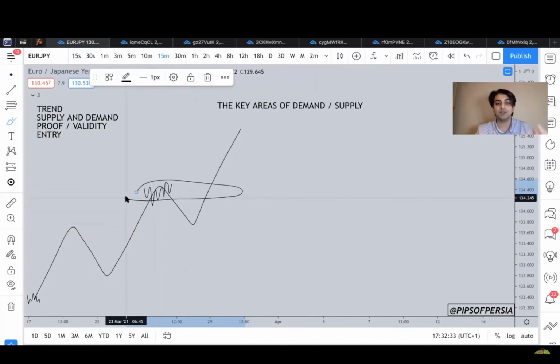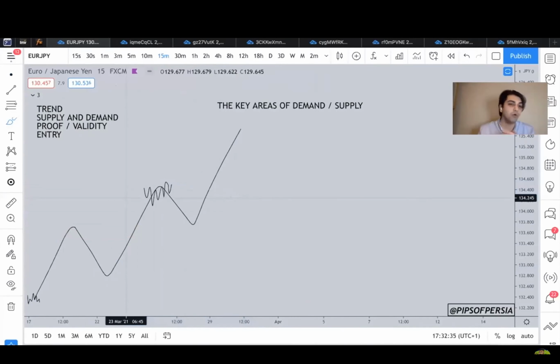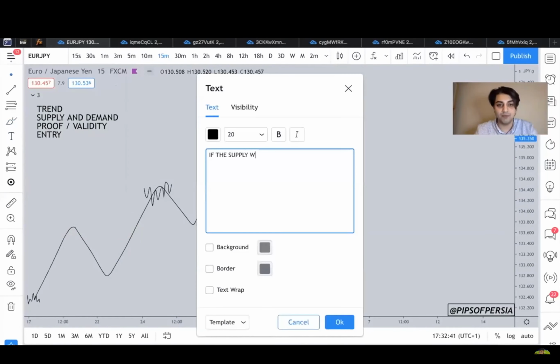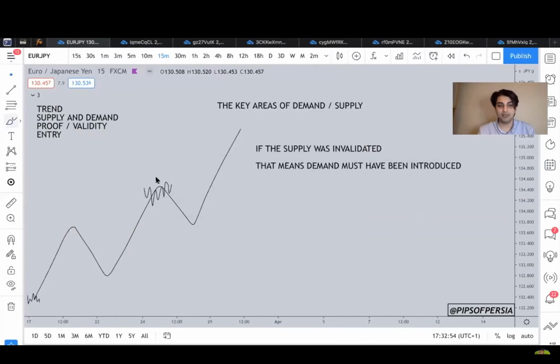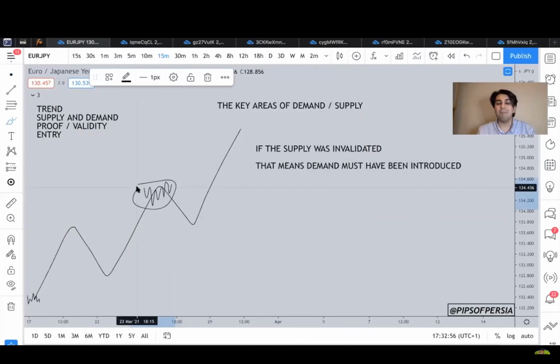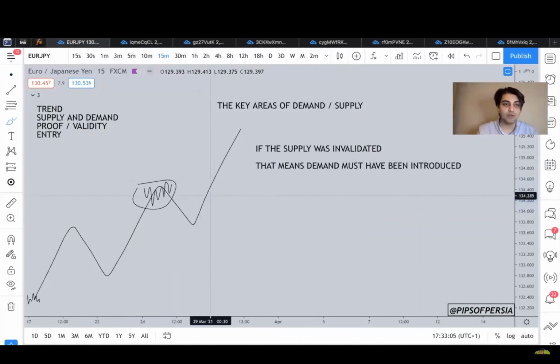And I want to ask myself the question as to why, and what is now my new area of demand? Because if the supply was invalidated, that means demand must have been introduced. If the supply was invalidated right over there, that means demand must have been introduced to invalidate that level. Otherwise, it's a supply level. You expect it to drop from there, as simple as that. So now I want to start to look at what areas of demand started to invalidate that supply. Very simple and very straightforward.